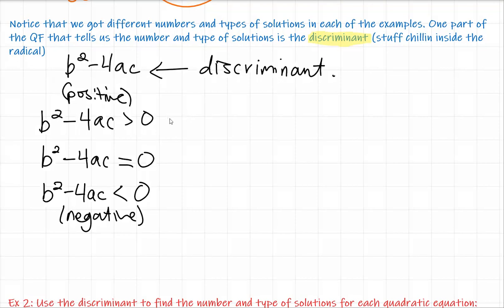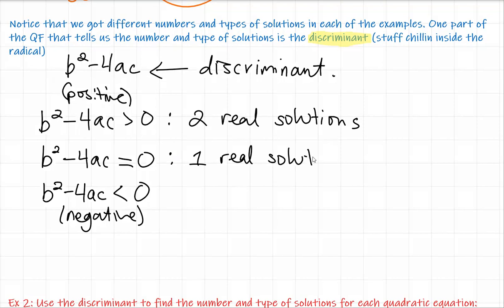So what happens in each of these scenarios? Well, in the first scenario, we get 2 real solutions. That was like part A of the example we did above. When it's equal to 0, we get only 1 real solution, right? And you saw why. It was because that plus minus chunk canceled it out. It was 0, so that plus minus is no longer in effect, and so you just have the b over 2a.